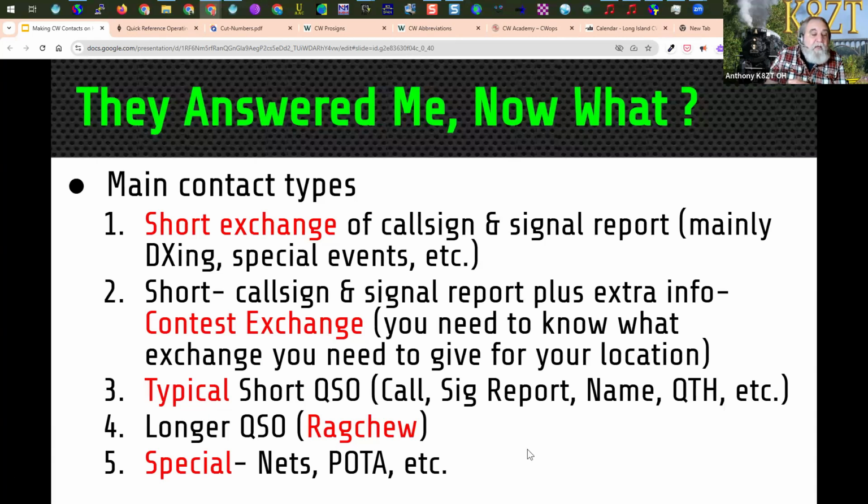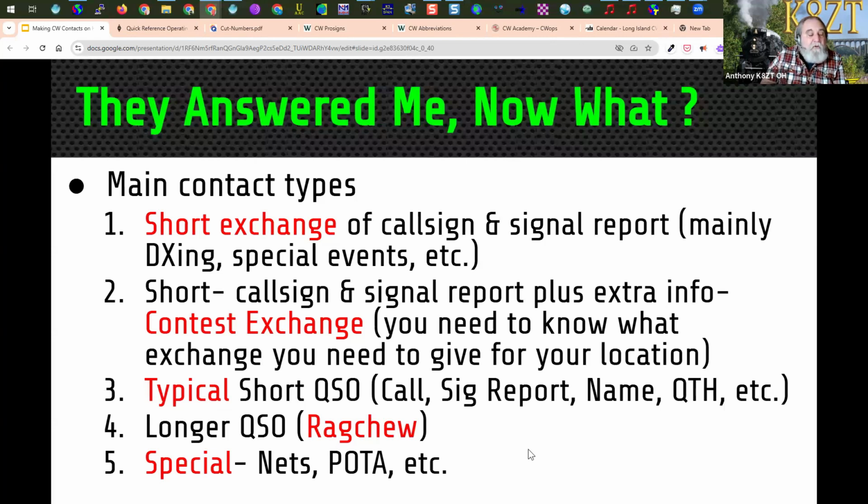The next type of contact is a typical short QSO. This is what I call a call sign, signal report, name, QTH, etc. Maybe a radio, maybe an antenna, and go on. Maybe 2 or 3 exchanges back and forth. It's not a long rag chew. It's maybe a couple minutes at the most. When does this happen? A lot of times this happens when the station has limited English language capability. They're not going to carry on a long conversation, but they know how to tell you the information that they want to, and they'll be able to copy your simple information there.